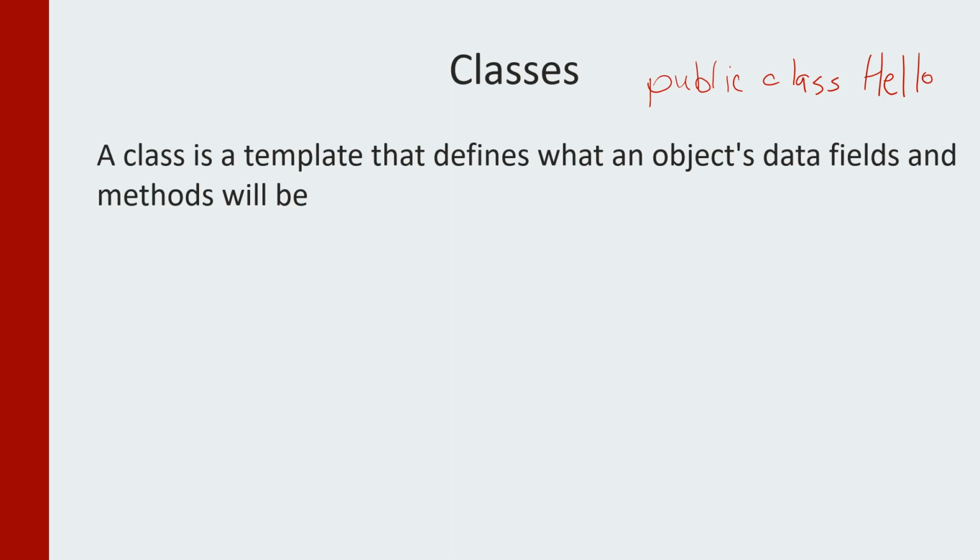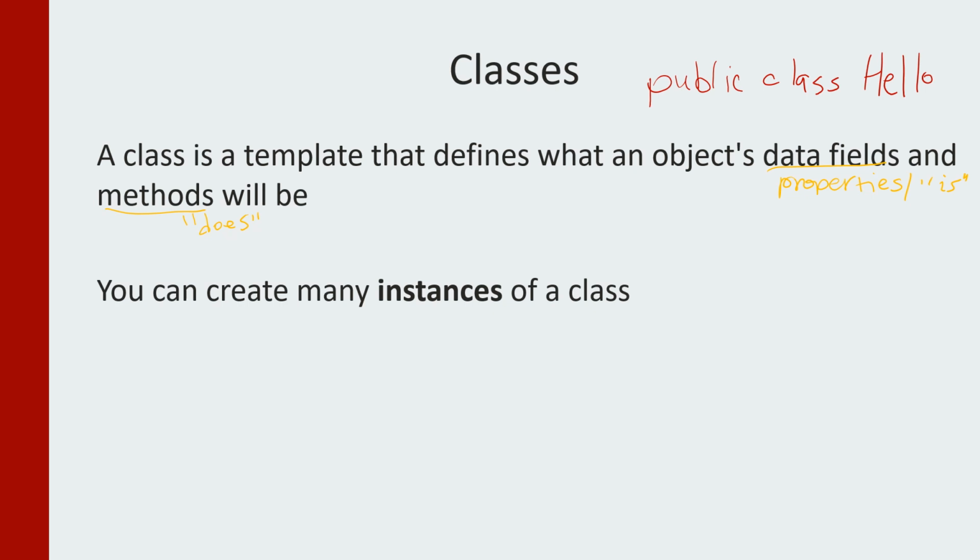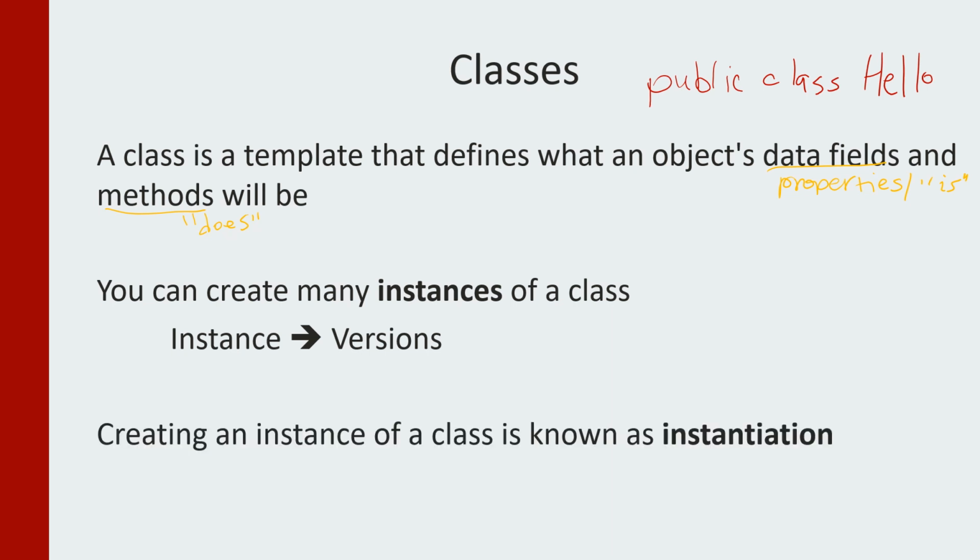So more specifically, a class is a template that defines what an object's data fields and methods will be. In other words, what it is, what are its properties, and what its methods are, so what it does. You can create many instances of a class, and creating an instance of a class is known as an instantiation. So we'll talk more about what that means in a second.